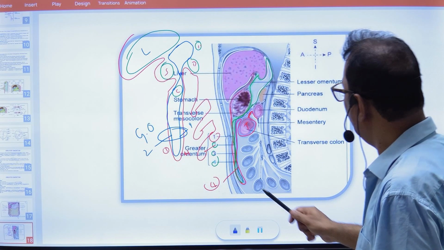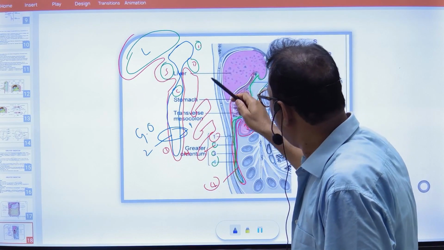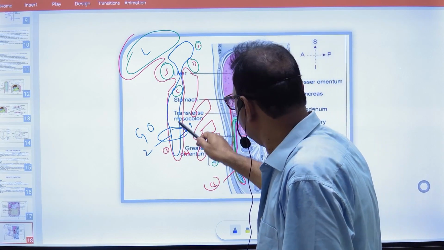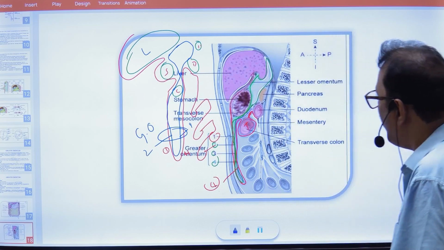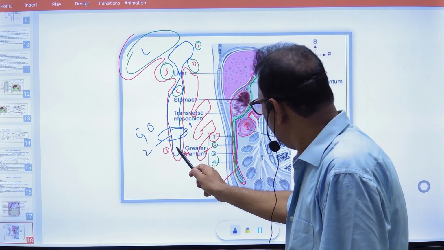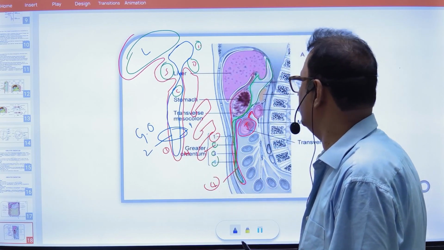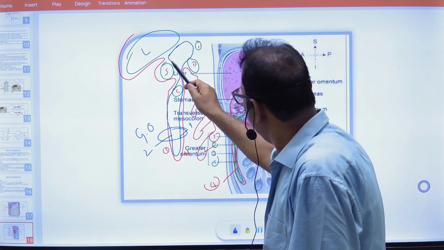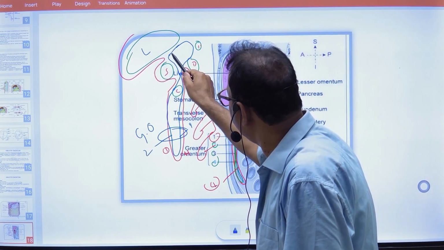So we have the greater omentum over here, and we have the lesser omentum over here. The greater omentum is formed by the first, second, third, and fourth layers. But the lesser omentum, we have over here.